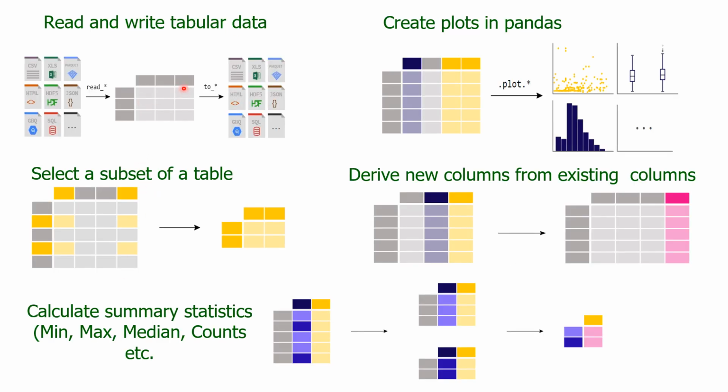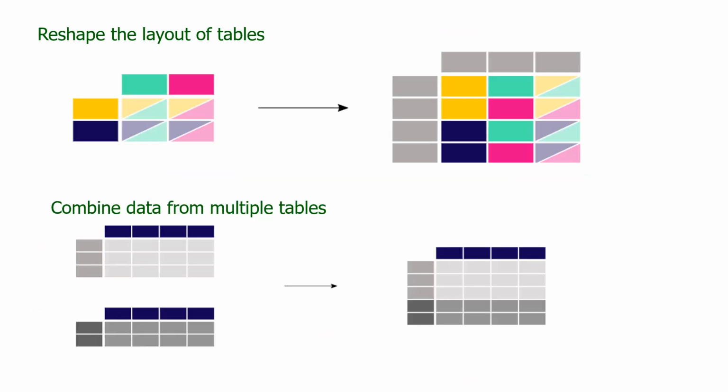Pandas supports a variety of functions including reading and writing tabular data, and we can create plots using Pandas. We can select a subset of a table. We can derive new columns from the existing columns, and also we can calculate summary statistics including minimum, maximum, median, counts, etc., which give the descriptive statistics of the data. Using Pandas, we can also reshape the layout of the tables. We can also combine data from multiple tables.